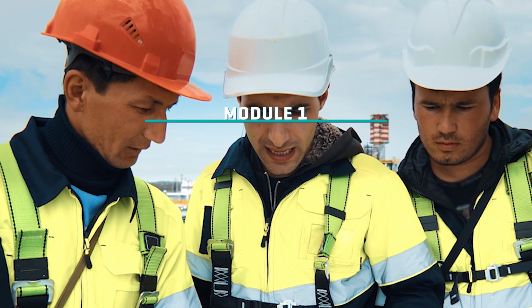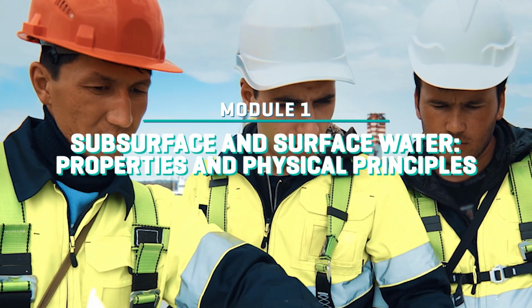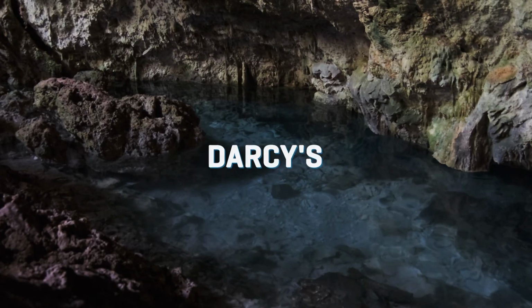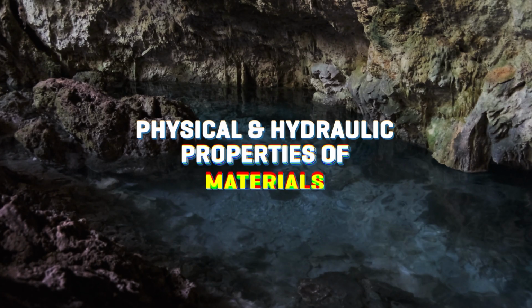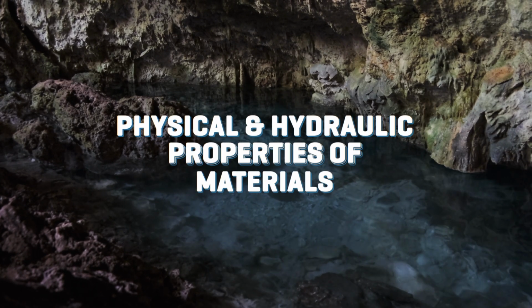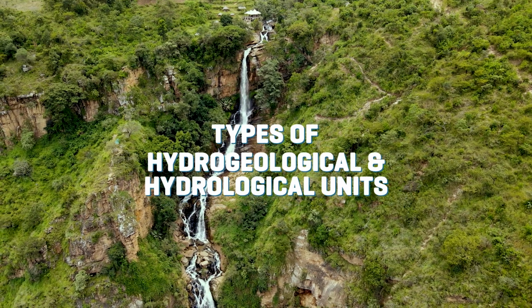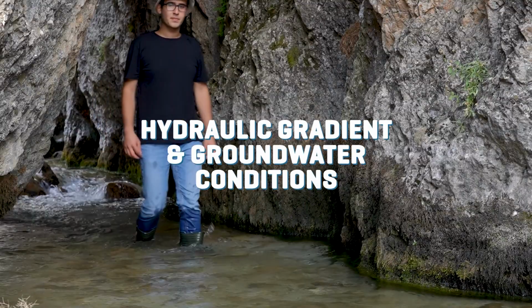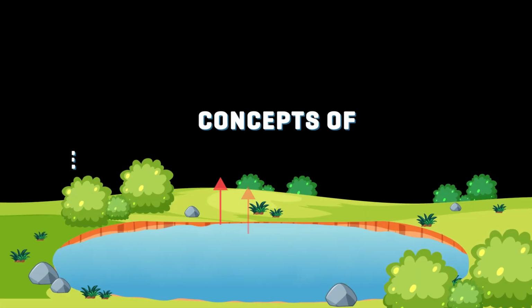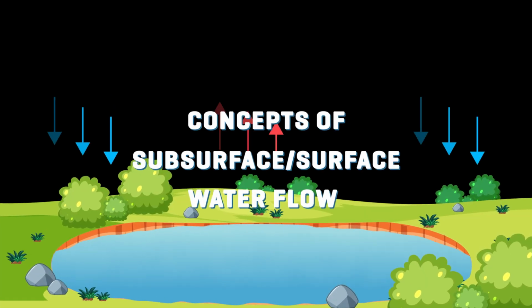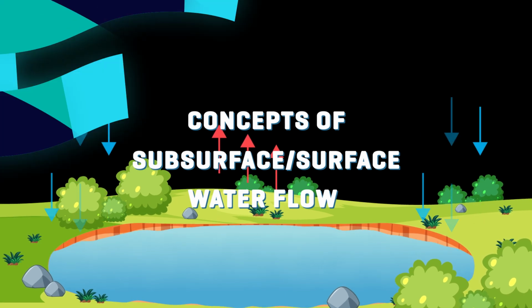To achieve these objectives, we will cover a total of 8 modules. Module 1, Subsurface and Surface Water, Properties and Physical Principles. This module covers Darcy's Law, physical and hydraulic properties of materials, types of hydrogeological and hydrological units, hydraulic gradient and groundwater conditions, as well as concepts of subsurface and surface water flow and the geology of groundwater.